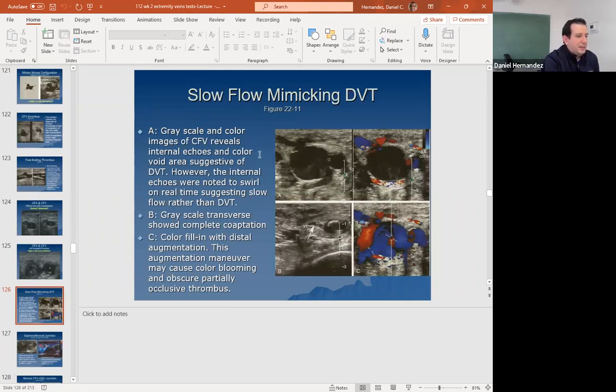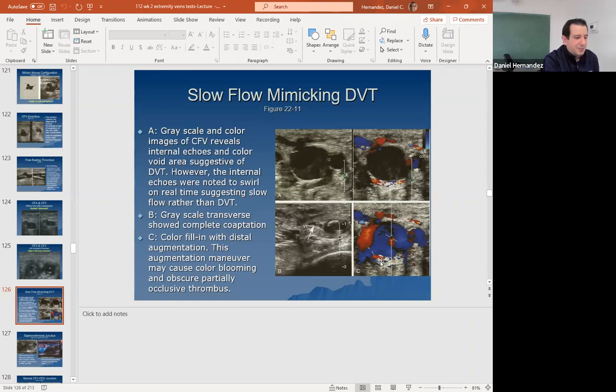So we also have to be careful of, again, that slow flow or that rouleaux formation that can mimic the presence of DVT. So here I see that smoke or that swirling of flow. It looks like intraluminal echoes. Put color on. Oh gosh, I don't see any flow going on here. But when I compress, it compresses down. So I'm like, all right, what's going on?